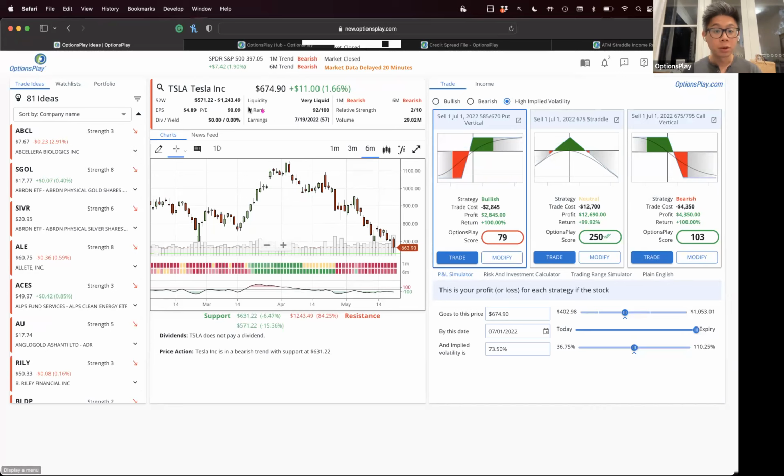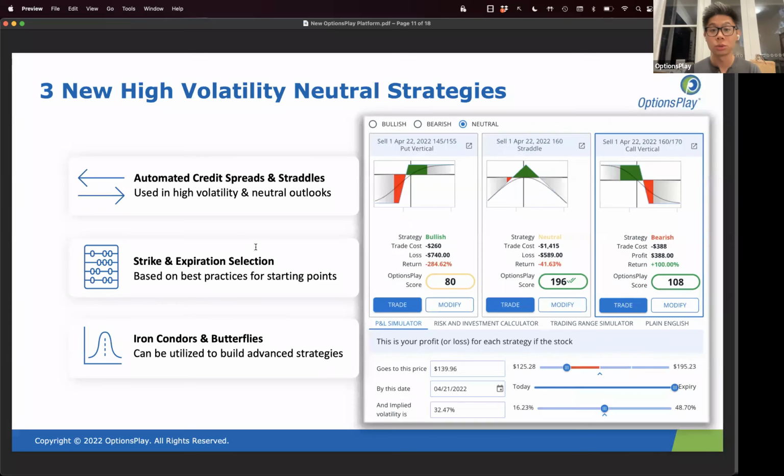Yes, over 50 on IV rank is considered a high implied volatility environment for a specific stock. Okay, perfect. So that is the credit spreads. That's how you can use credit spreads for your trading with our new platform.